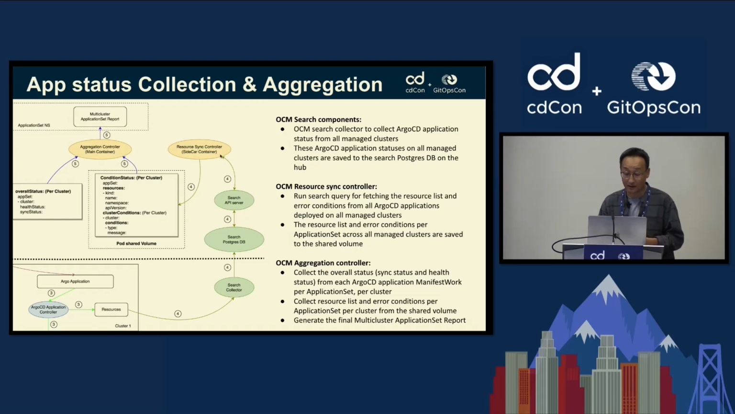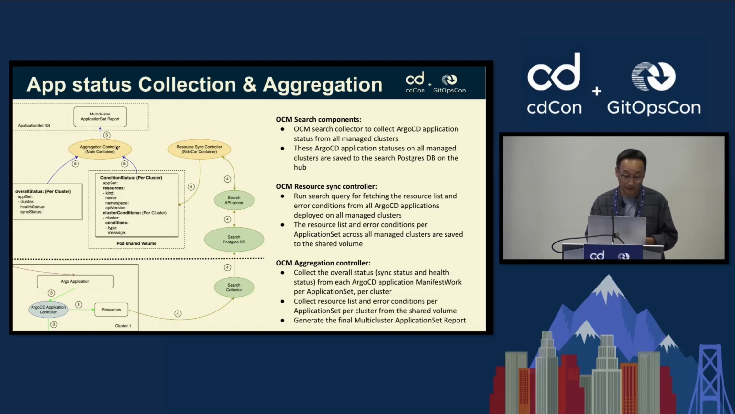And then the second component is the resource sync controller. That's provided by our pull model components. We are actually periodically running a search query to fetch the resource list and the possible error conditions from all the Argo CD applications deployed on all managed clusters.